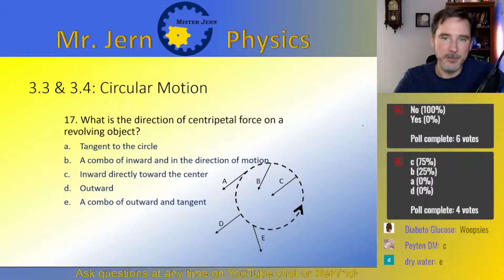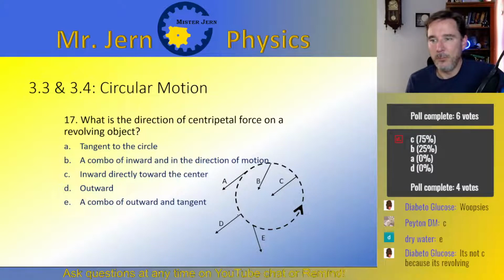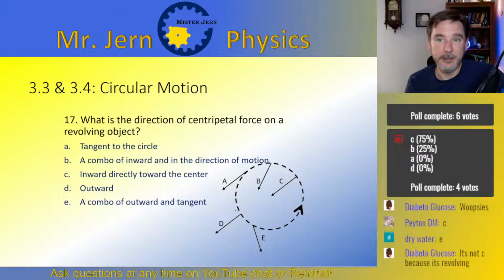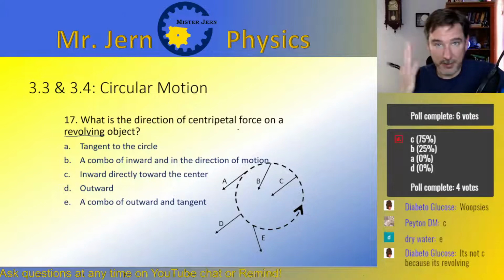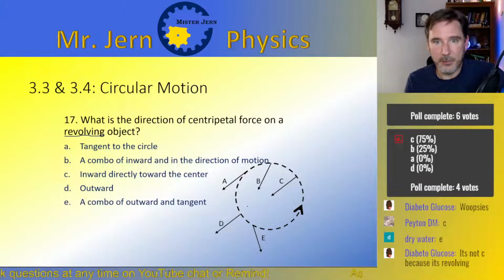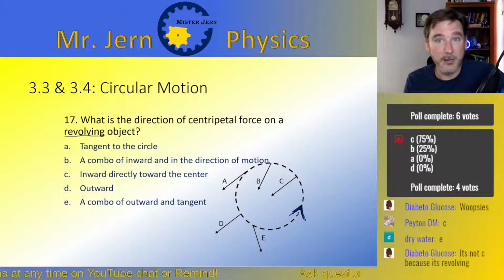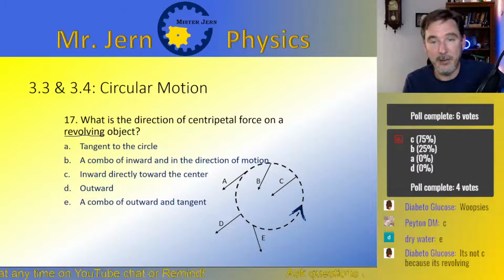All right, I'll put you guys out of your misery. Ooh, it's not C because it's not revolving. Interesting. Well, okay, hang on. It is okay. So the question does say it's revolving. Hopefully the question was clear. This little arrow here tries to indicate that it is revolving, whatever the object is. So if it wasn't revolving, there wouldn't be a force. We could just say it that way.